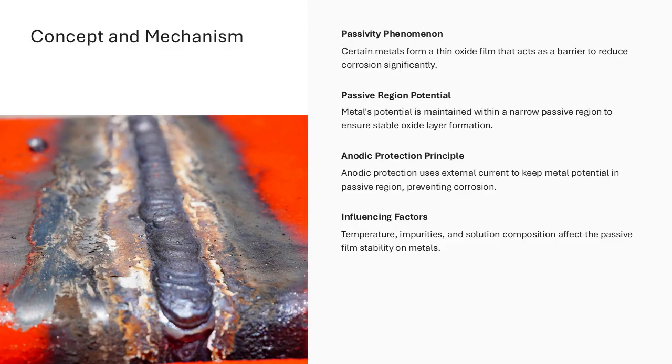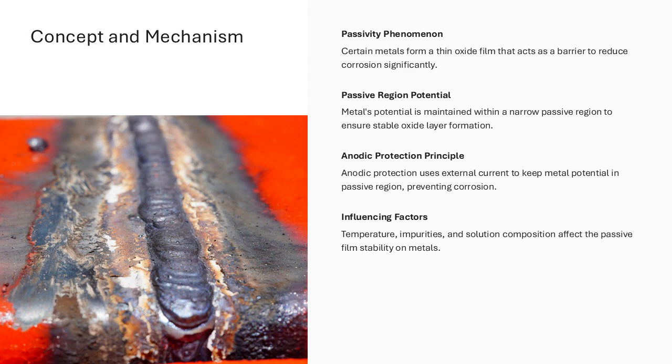Passivity refers to the phenomenon where certain metals, when exposed to specific environments, form a thin, adherent oxide layer that significantly reduces their corrosion rate. This passive film acts as a barrier between the metal and the corrosive medium, preventing further attack. Metals such as stainless steel, titanium, and carbon steel in concentrated acids exhibit passivity under controlled conditions. The mechanism involves the formation of a stable oxide layer when the metal's potential is maintained within a narrow range known as the passive region. Outside this range, the metal may either corrode actively or undergo transpassive dissolution.